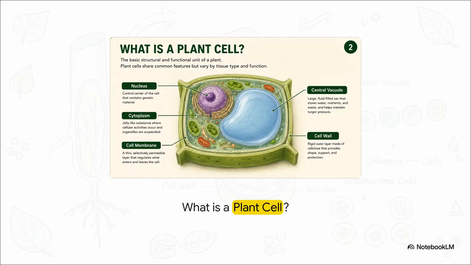All right, every single plant you'll study is built from cells just like this one. Look at the diagram on your screen. You've got that rigid cell wall giving it shape and support, while the inner cell membrane is kind of like a bouncer, controlling what gets in and out. The cytoplasm is where all the cellular activity happens, and the nucleus is your control center. And notice that massive central vacuole right there? It basically stores water to help the whole cell stay nice and firm.